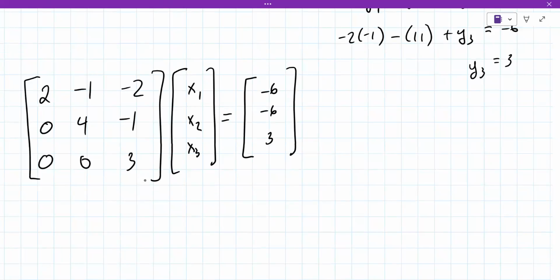All right. And so you have 3x3 here equals 3. So we're taking this bottom row times this equals this. Okay, so x3 equals 1.